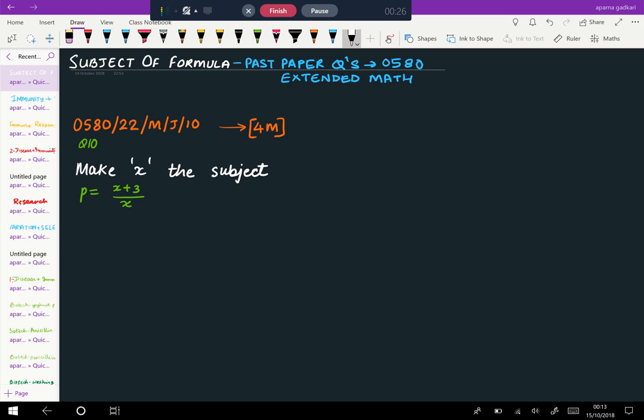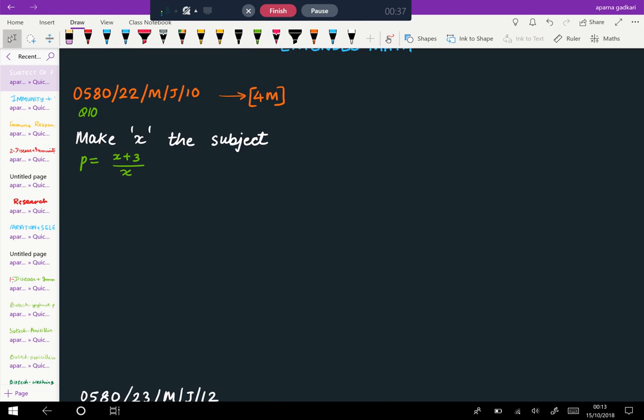First question has been taken from May June 2010, paper 2-2, that is paper 2 variant 2. And that's question number 10. The question is for 4 marks. It tells us make x the subject. And what is given to us is p equals x plus 3 divided by x.